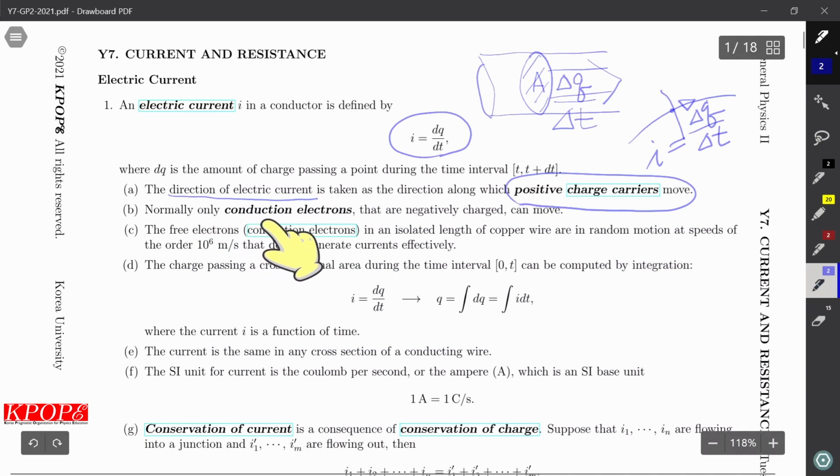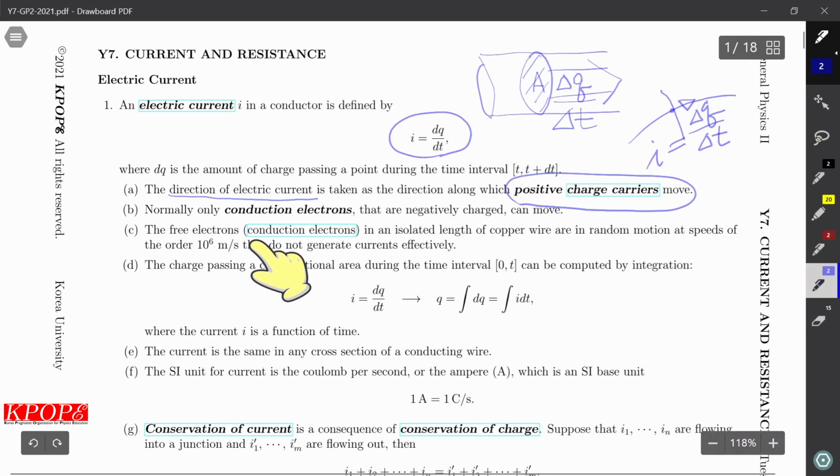Normally, only conduction electrons that are negatively charged can move. Conduction electrons have a negative charge, so their motion is opposite to the direction of current.